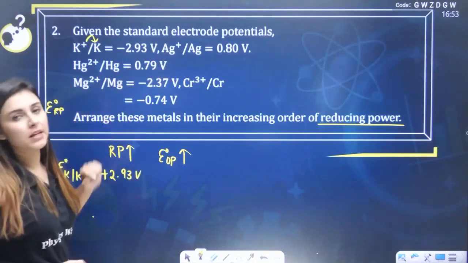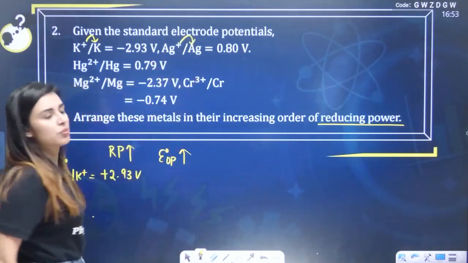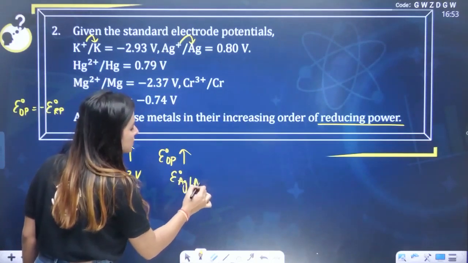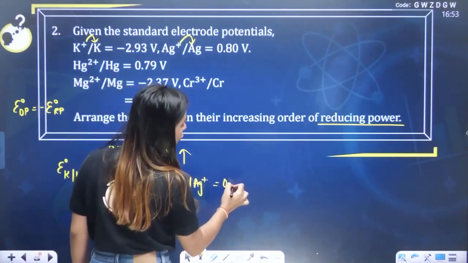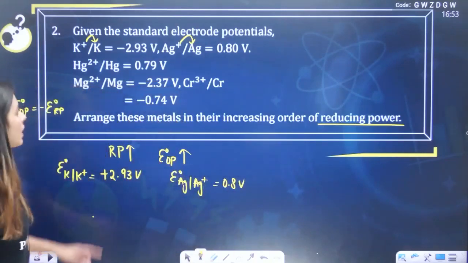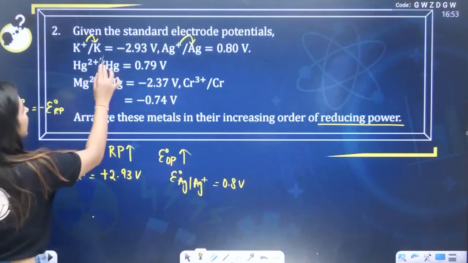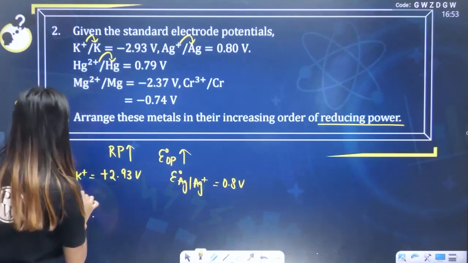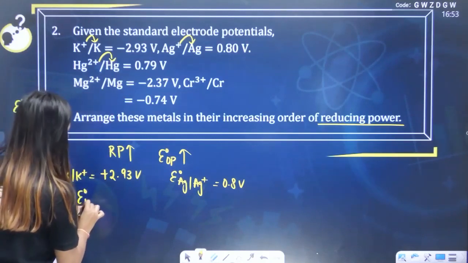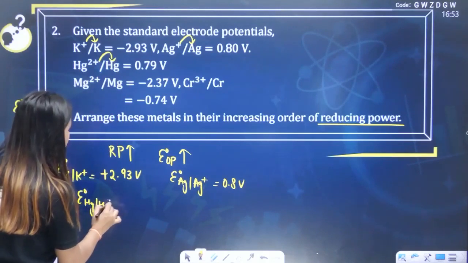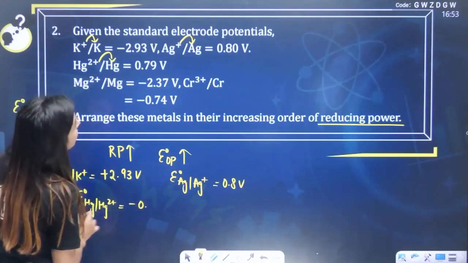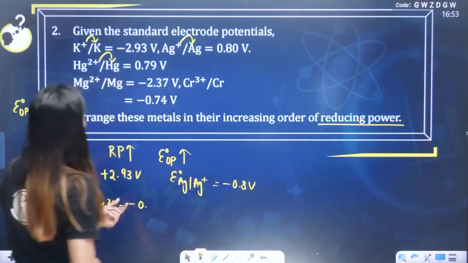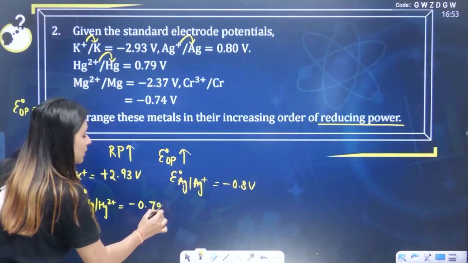Let's talk about the other part. If you see, this is also a reduction potential. You need an oxidation potential. So E0 of Ag to Ag plus will be equal to minus 0.8 volt. Let's talk about this, my dear students. Again, this is your reduction potential. You need an oxidation potential. So E0 of Hg to Hg2 plus will be minus 0.8 volt. This would be minus 0.79 volt.